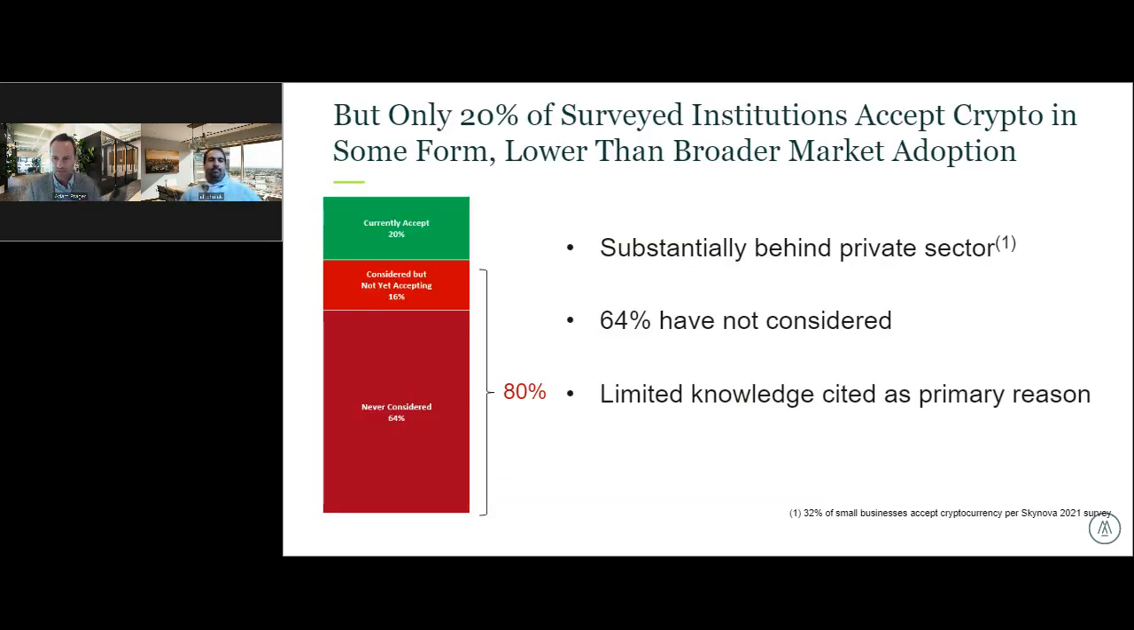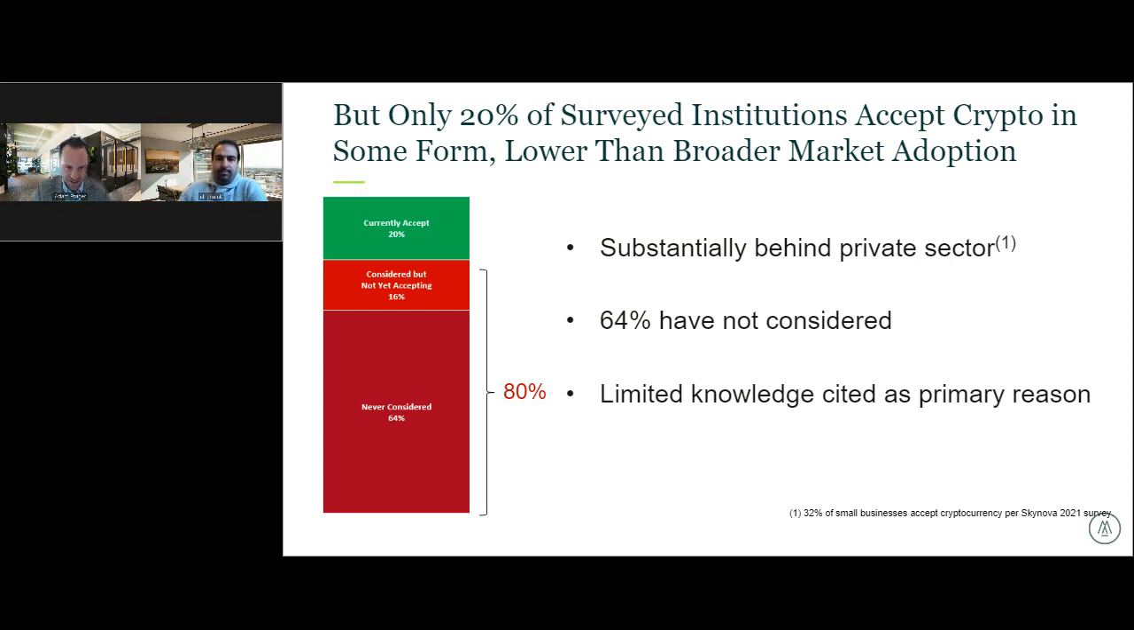So these next couple of slides, I'm going to spend a little more time on than the previous slides. I think these are the implications, and what to us is much more interesting. Of the survey respondents, I think I mentioned earlier, 20% currently accept cryptocurrency, 80% do not.